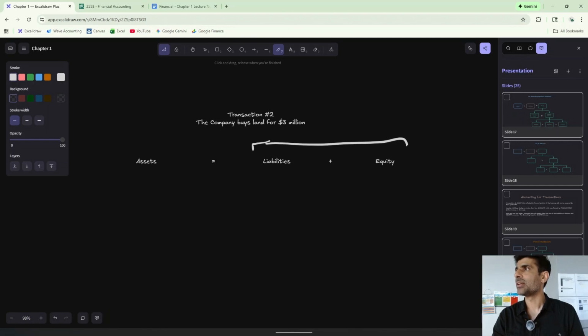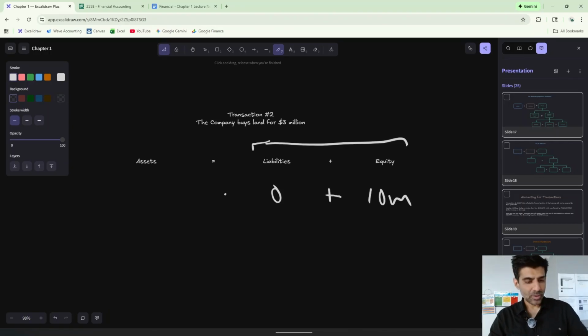Has this transaction affected either of these classes of accounts? No, we're not borrowing anything, and the owners have neither made a profit, nor is there any revenue or expenses, and they haven't contributed any more money. So this right side of the equation is unchanged. We're going to have 0 here, and this is going to be 10 million.